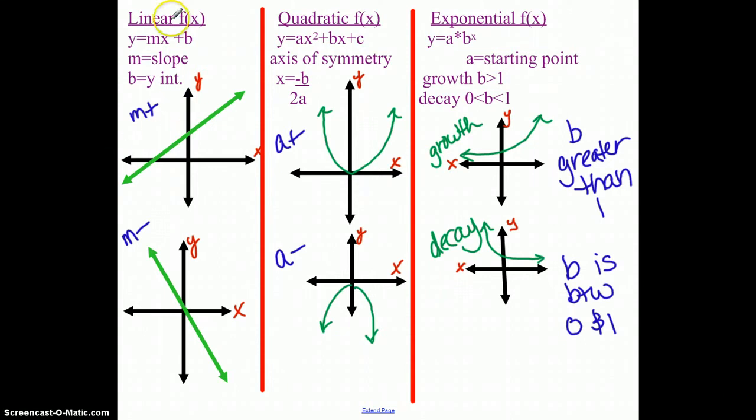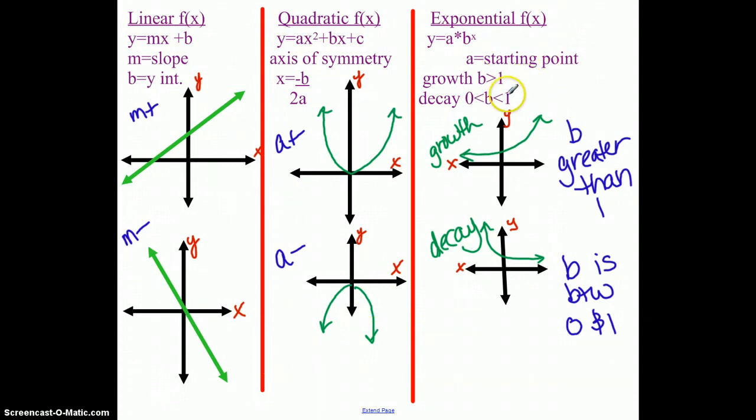First of all, linear is the function that you probably spent the most time on in Algebra 1A, graphing lines. When your slope is positive, your m is positive, your line's increasing. When your m is negative, your slope is negative, it's decreasing. Now quadratic. Quadratics are the ones with the x squared. Axis of symmetry is x equals negative b over 2a. And if the a value in front of x squared is positive, it opens up. If the a value is negative in front of the x squared, it opens down.